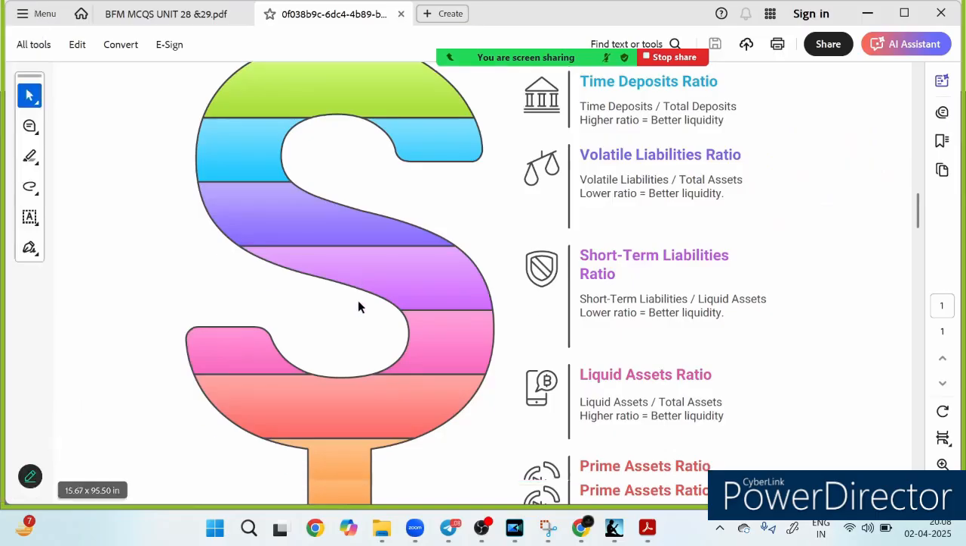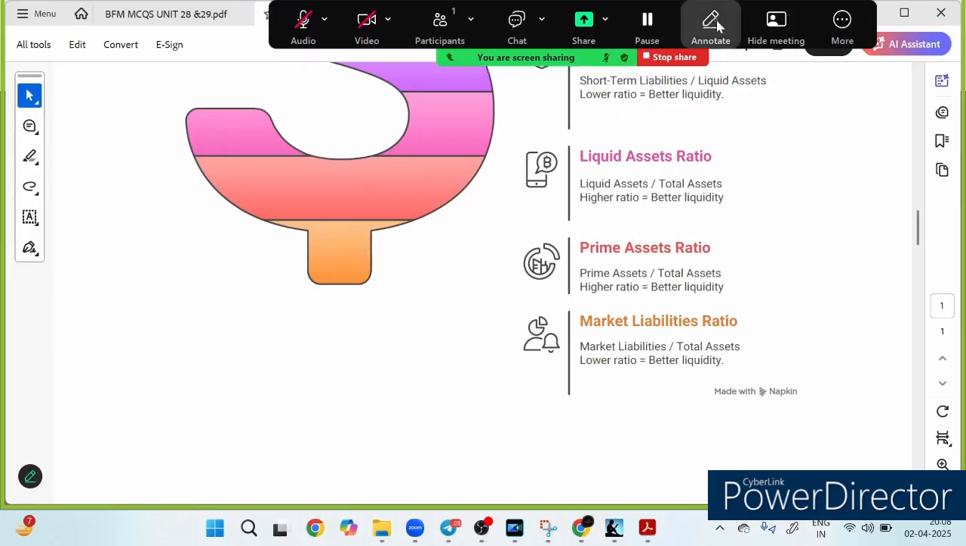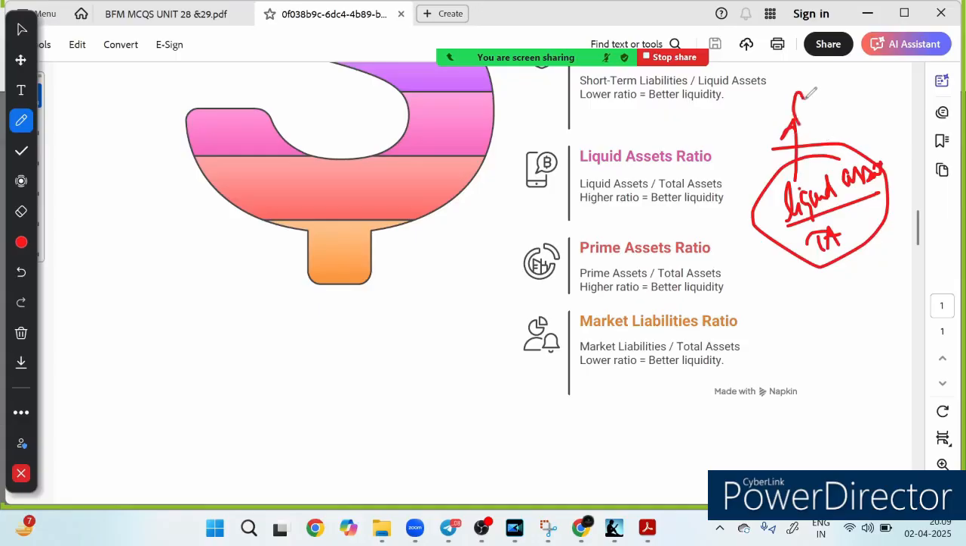Then after that we have the liquid asset ratio. You know the meaning of liquid asset ratio? Liquid asset ratio simply means in the numerator we write liquid asset, in the denominator we write what? Total asset, right? So how much liquid asset is there as compared to the total asset? A higher ratio is better, as it shows the bank has more cash or asset that can be quickly converted into cash. What is the meaning of liquid asset? Those kinds of asset that can be quickly converted into cash are called liquid asset.